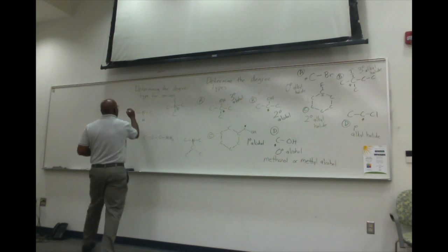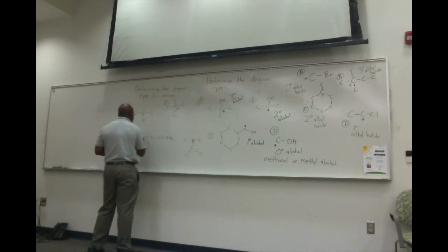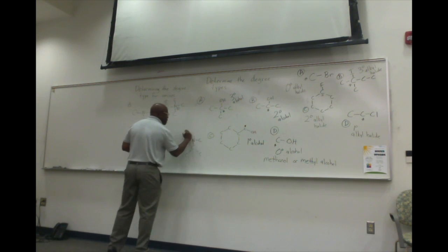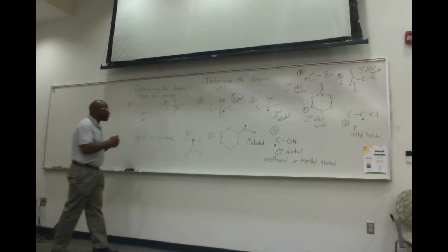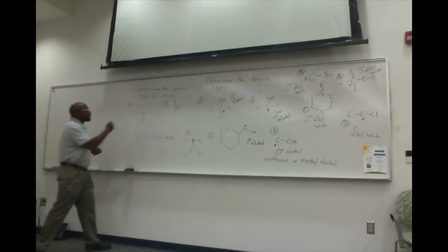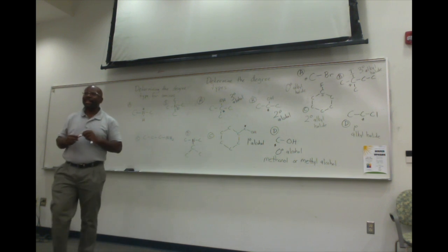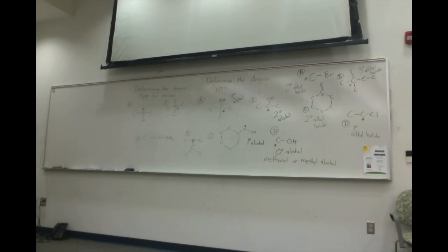From the little molecules, A, B, C, D, we're going to locate the nitrogen atom. We're going to start beside the nitrogen atom. How many carbons are directly attached to nitrogen in that molecule? 2. There will be a 2-degree amine.